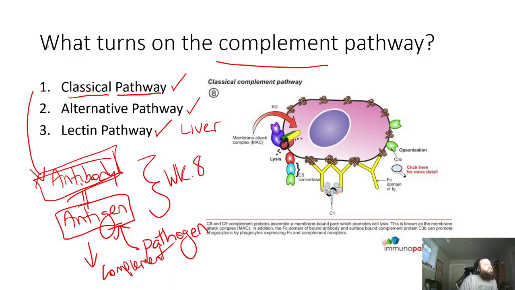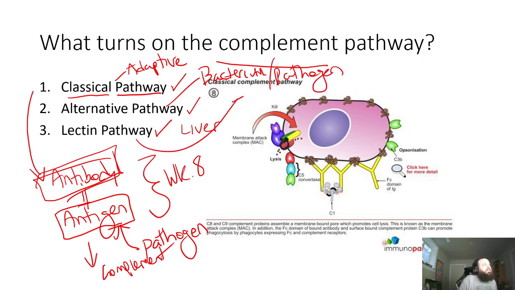So complement could be activated by, in the classical pathway, the adaptive response through its antibodies, through the alternative pathway by the actual bacterium or the pathogen, or in the lectin pathway by our macrophages, which is really the heart of our innate response.